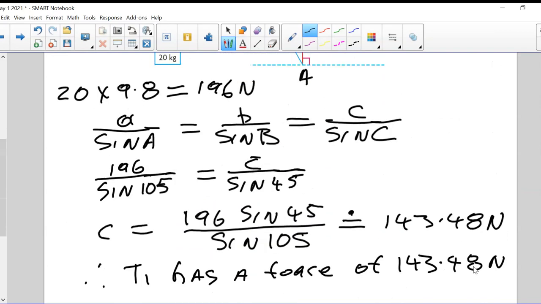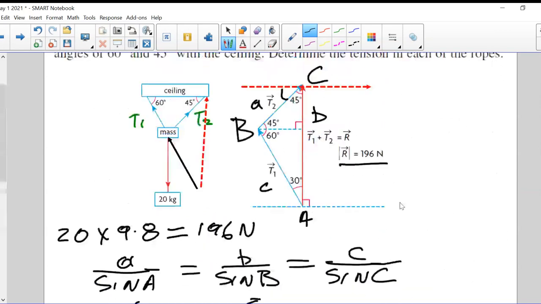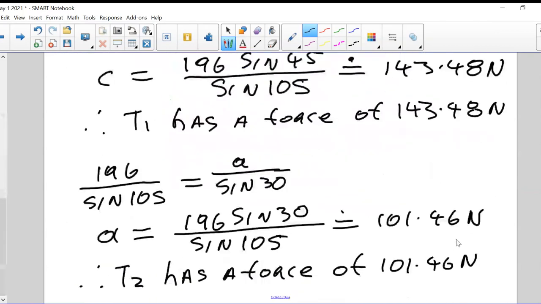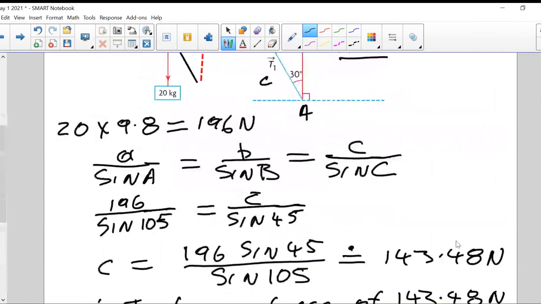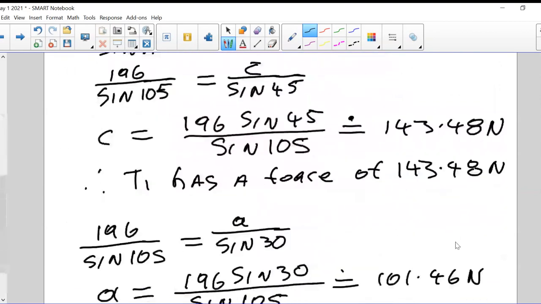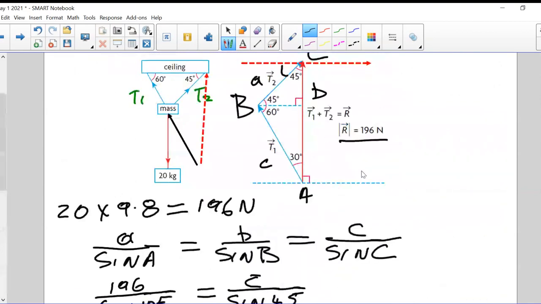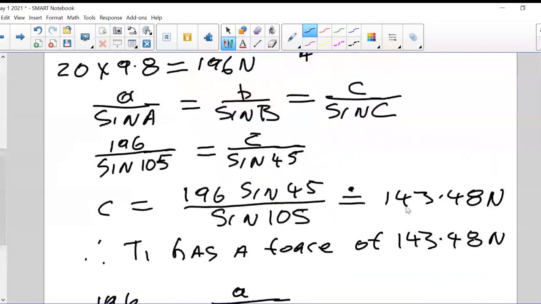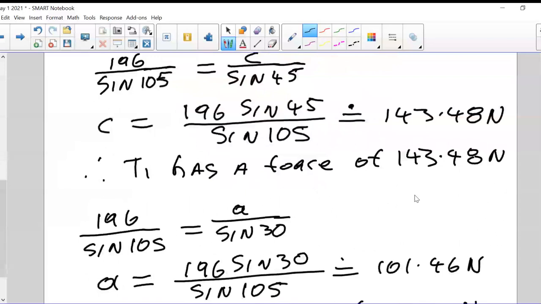Now notice that we need to add these two vectors together, and the sum of these two numbers, the 143 and the 101, should be sufficient to handle this 196. Actually it looks a little low to me, but anyway, should be sufficient to... oh no, I'm just remembering that it's 101. So the two together, when you add them up, is more than the 196, obviously.